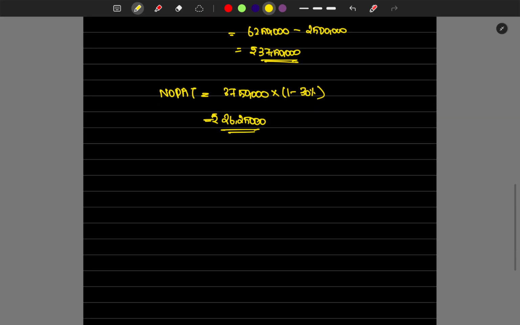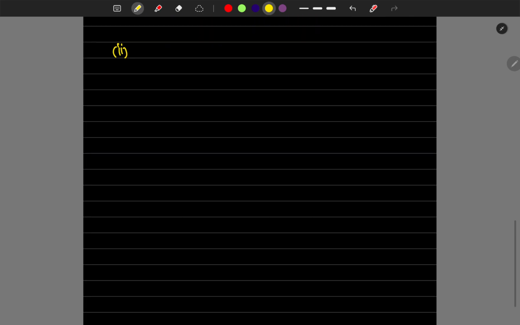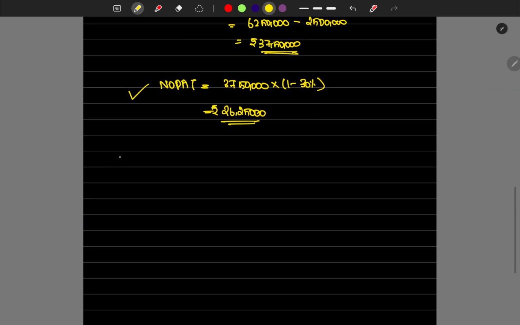Yes, done. So the first step is done. What's the second step? Second step, we have to find out the capital employed. Capital employed is 25 lakh plus 15 lakh plus 10 lakh, which is 50 lakhs. Okay, the third step is weighted average cost of capital.